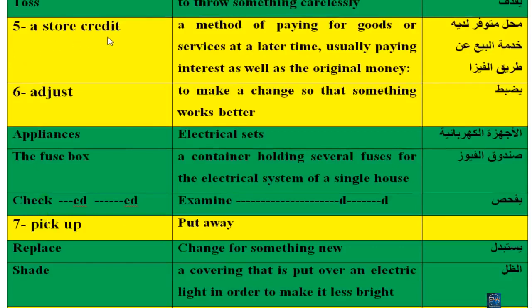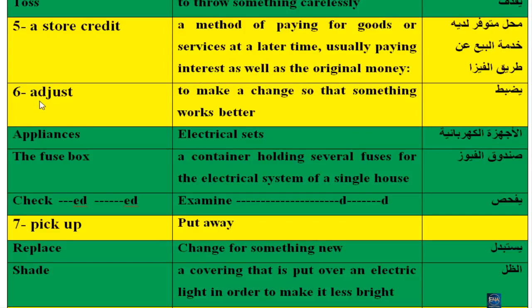A store credit, a method of paying for goods or services at a later time, usually paying interest as well as the original money.